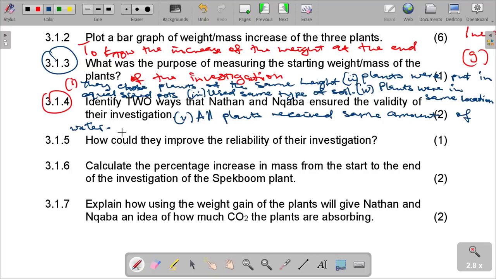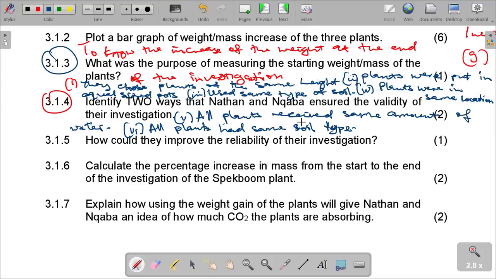And eventually, we can also say that from the investigation, all plants had the same soil type. All plants had the same soil type. That is also very correct. That is very correct again.